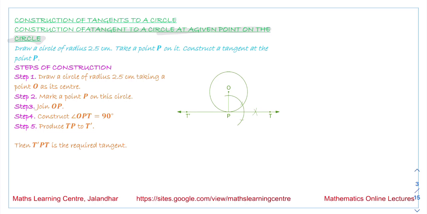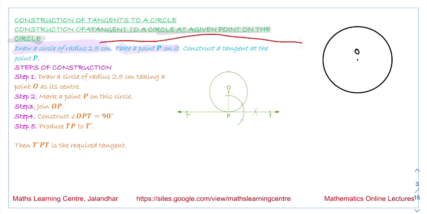The first question we have is to draw a circle of radius 2.5 centimeter, then take a point P on it and construct the tangent at that point P. First of all, we will open the compass up to the length of 2.5 centimeter. We mark a point O, which is the center of the circle. We draw the circle by keeping the tip of the compass at this point O, and this is the circle of radius 2.5 centimeter.